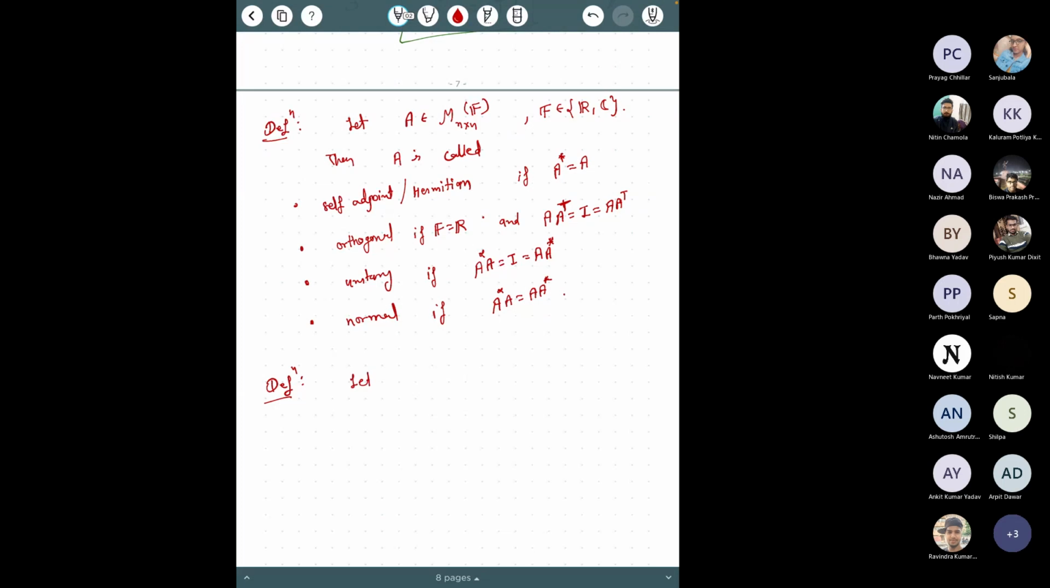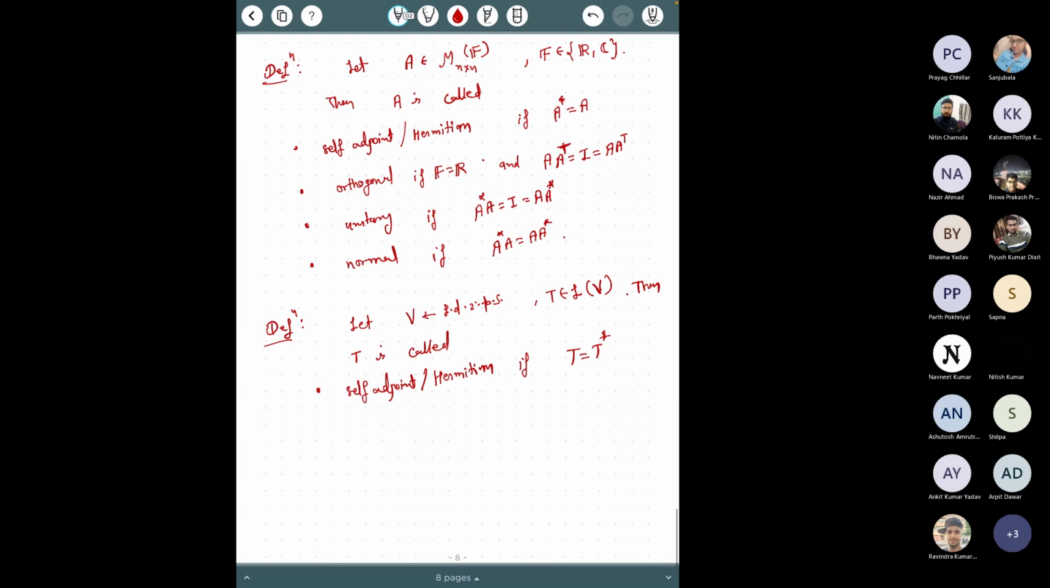But for that, I need a finite dimensional inner product space. Then only can I talk about its star if T is a linear operator. If T is a linear operator on these, then I know that its adjoint will always exist. Then this operator T is called self-adjoint or Hermitian, the same way we define for matrices, if the adjoint of T is equal to the operator itself.